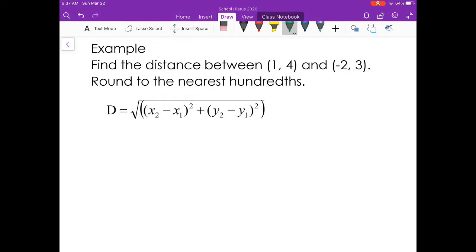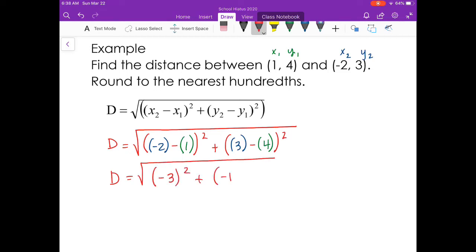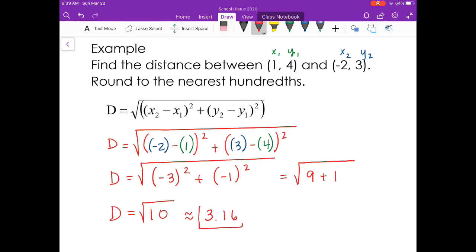In example 1, we'll use the distance formula to calculate the distance between the points 1, 4 and -2, 3. Substitute the x-coordinates and the y-coordinates into your formula, making sure that you subtract in the same order for both. Follow the order of operations as you evaluate, subtracting inside each group of parentheses first, and then applying exponents. Rounding to the nearest hundredth, our answer is 3.16.